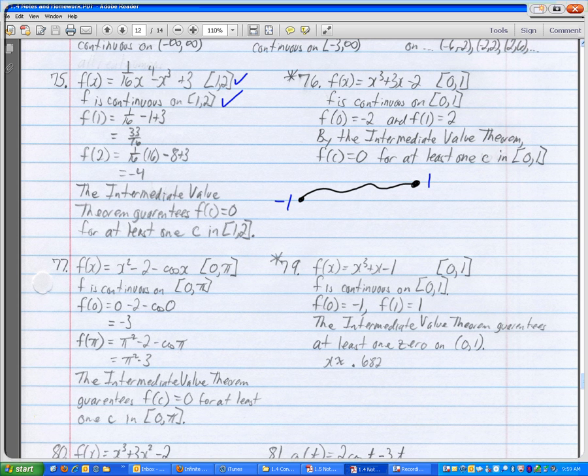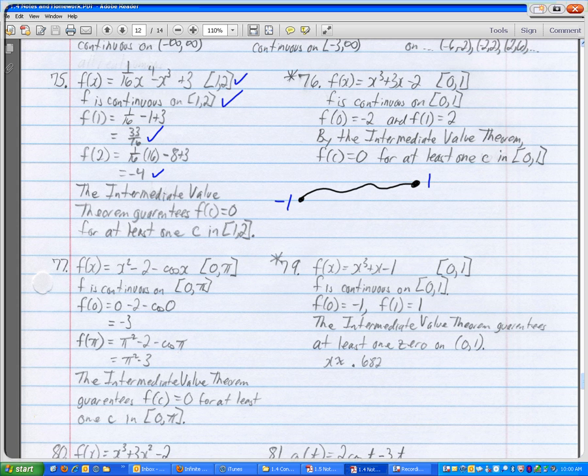All right? Then we need to find f of a. When you plug a 1 in, you get 33 over 16. F of b, when you plug in 2, you get negative 4. So sure enough, one of the endpoints has a y-coordinate that's positive. The other endpoint has a y-coordinate that is negative. So the intermediate value theorem says that there must be at least one x-coordinate on that interval where the y-coordinate equals 0. Now, that's the way we say it.